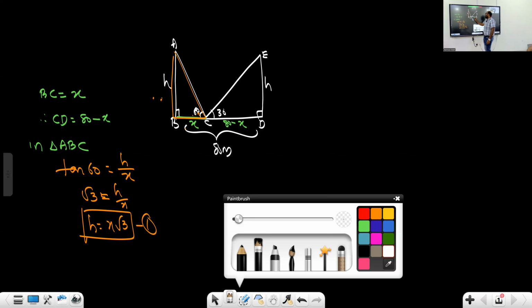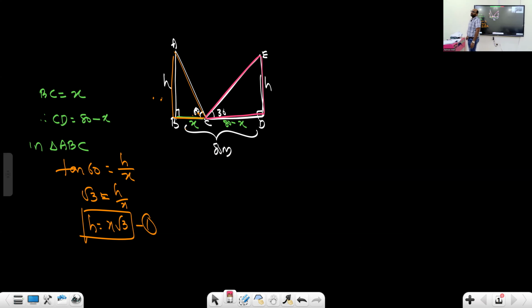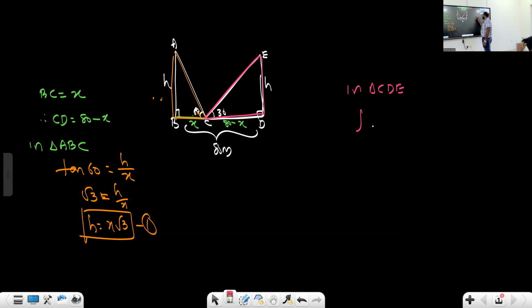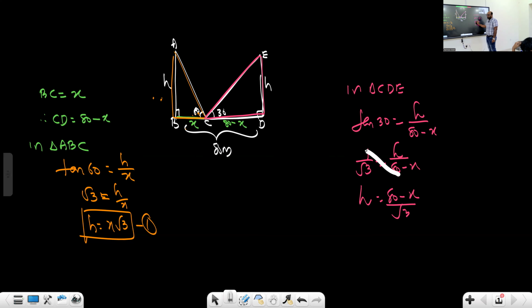In triangle CDE, tell me which angle is there in CDE? 30. In triangle CDE, tan 30 equals h by 80 minus x. What is tan 30? 1 by root 3, equal to h by 80 minus x. So h equals 80 minus x by root 3. Anybody have doubt in this step? Just listen, 80 minus x came up. That's why 80 minus x by root 3 is h. Equation number 2.